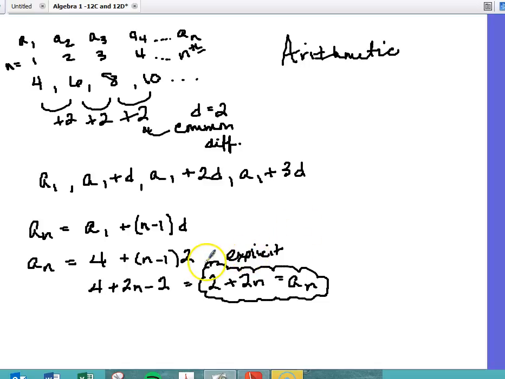Now, recursive is always based on a previous term. So what we just saw is based on the position of that term in the sequence. Recursive is based off of the previous term.